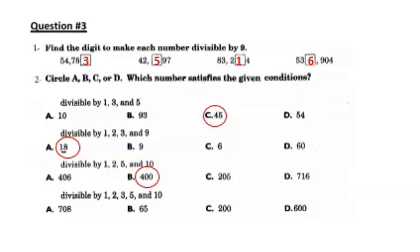Now in the last one, I need it divisible by 2, 3, 5, and 10. 2, 5, and 10, that means it ends in 0. So it's either 200 or 600. They told us that it's also divisible by 3. So if you add the digits in 200, it's 2. While if you add the digits in 600, it's 6, which is divisible by 3. So the correct answer is 600.